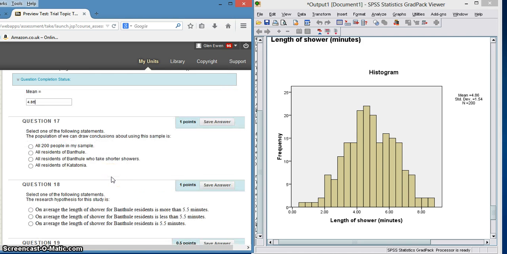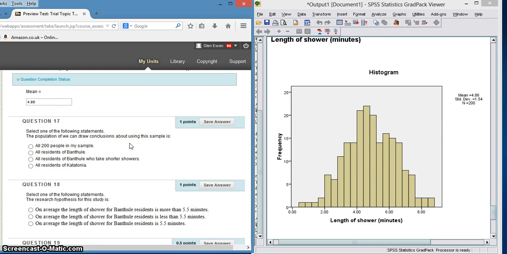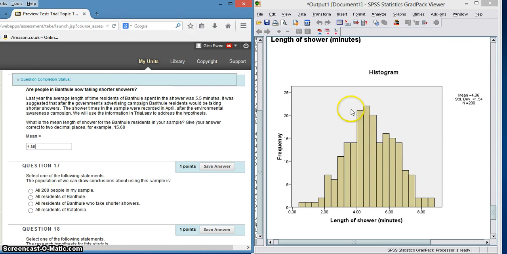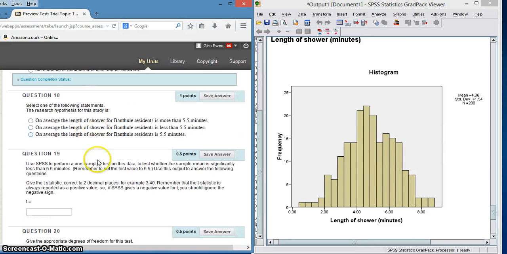So select one of the following statements. The population of who we can draw conclusions about from this sample is, well, the population we're looking at. We had a sample of 200 from Banthil, but the population we're interested in, well, the researchers wanted the whole country, but unfortunately they got it wrong, when really we can only draw a conclusion about Banthil because we only measured one of the districts, one of the states. It would be like taking the sample just from Victoria and applying that to all people within Australia, where we can't really do that. Okay, select one of the following statements.